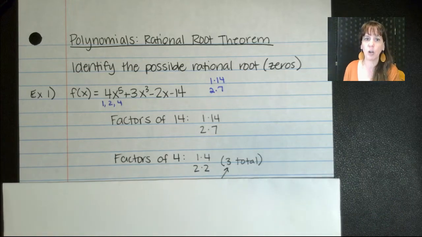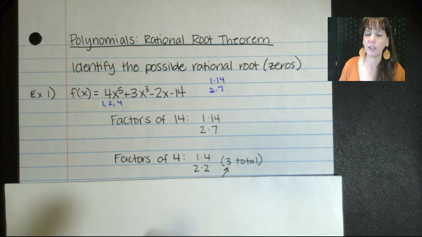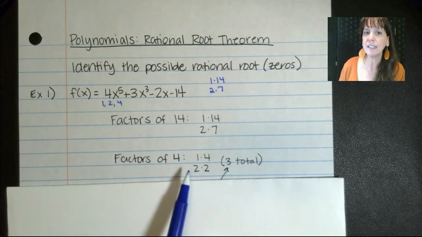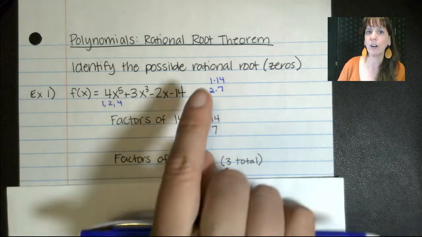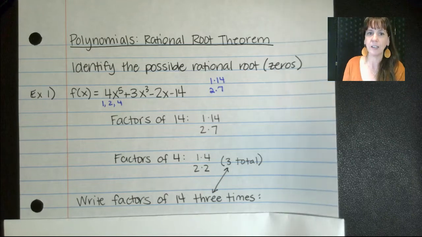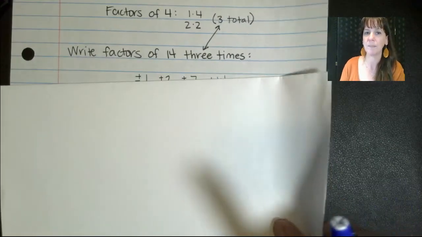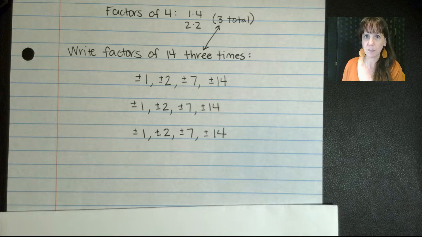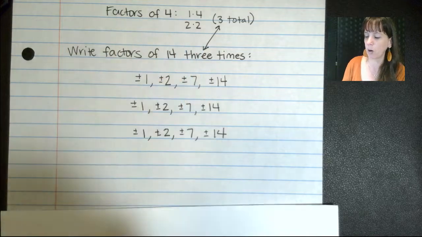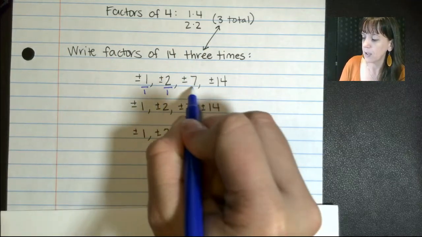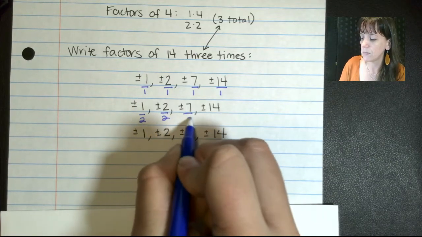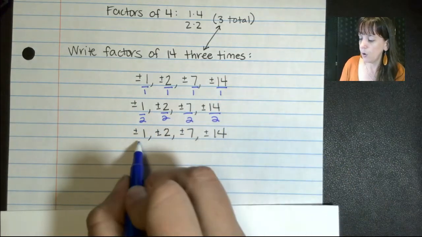Here are our factors of 14. Here are our factors of 4. Notice we have 3 total factors of 4. I know I have 4 numbers written down, but 2 is repeated. Because we have 3 different factors for 4, we are going to write our factors of 14 3 times. Now that we have them written 3 times, we're going to put them over the factors of 4: 1, 2, and 4. So over 1, and that doesn't change anything. Over 2. And then over 4.